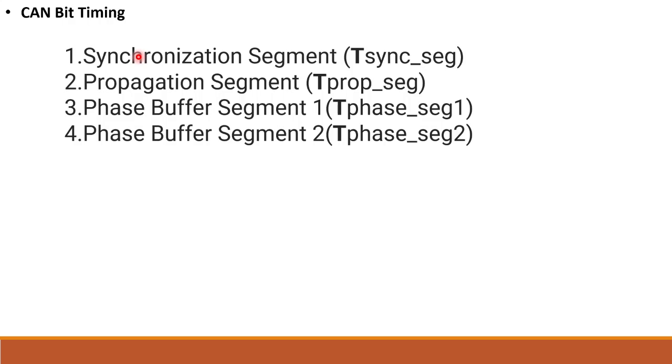We are representing either bit, recessive or dominant, with these four segments. First one is the synchronization segment. We use this segment to synchronize between the nodes in the network. Next one is the propagation segment. If I want to transmit data from one node to another node, we need some delay. To compensate for that delay, we denote it with the propagation delay, mainly from the distance perspective. Next, phase buffer segment 1 and phase buffer segment 2 we mainly use for resynchronization. This is the main use case of all four segments. Let us understand more about these segments in the next slide.